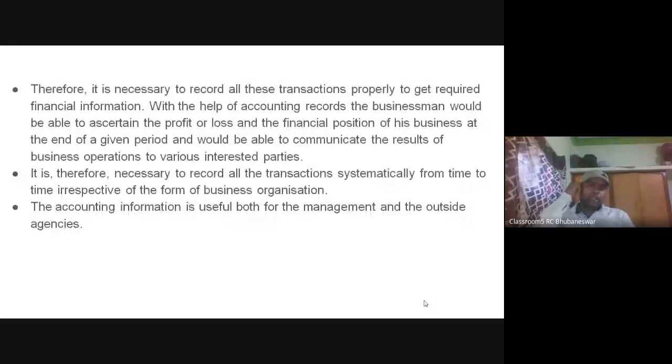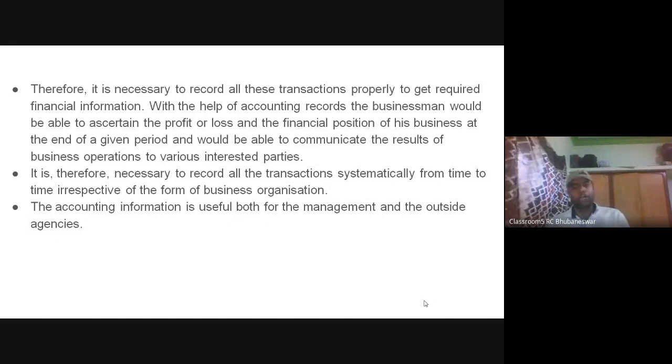Next, therefore, it is necessary to record all these transactions properly to get the required financial information. With the help of accounting records, the businessman would be able to ascertain the profit and loss and the financial position of his business. If a businessman wants to find out how much profit or loss he has earned or suffered in a year, he has to take the help of accounting.